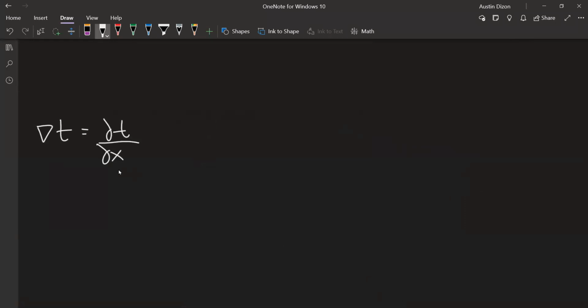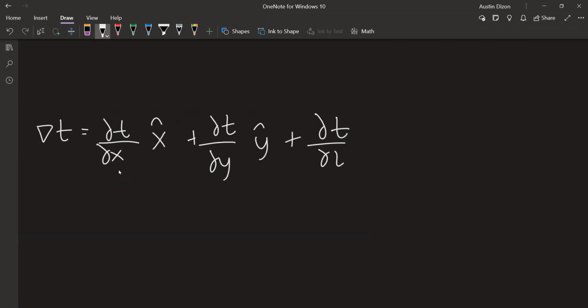Partial t, partial x, x hat, plus partial t, partial y, y hat, plus partial t, partial z, z hat. And then if you get the divergence of this, nakalimutan ko yun, divergence ng gradient ng t.